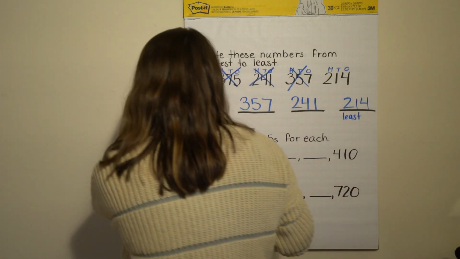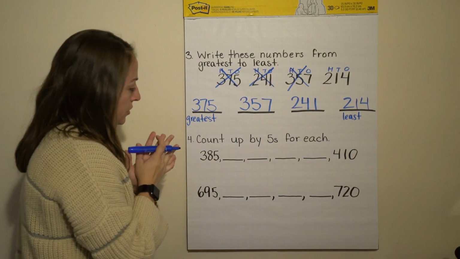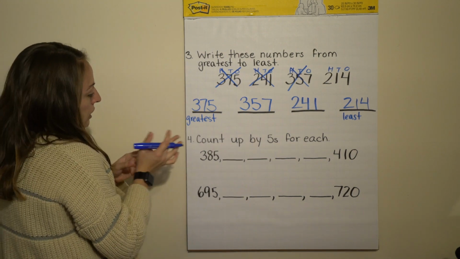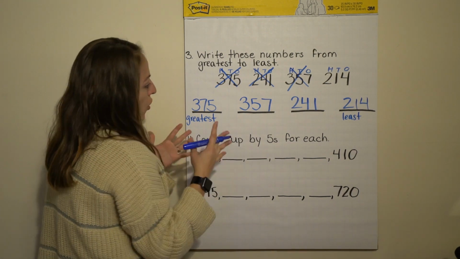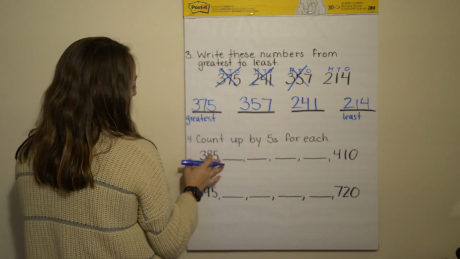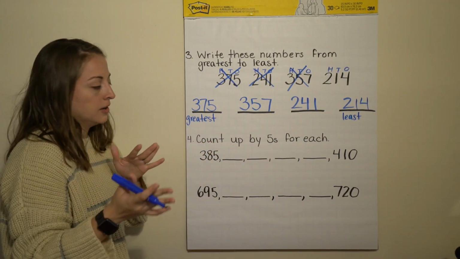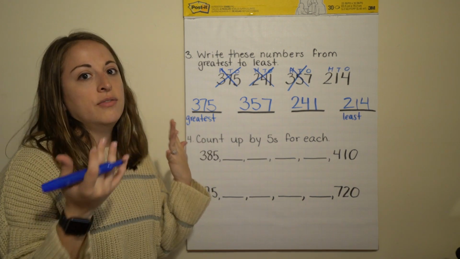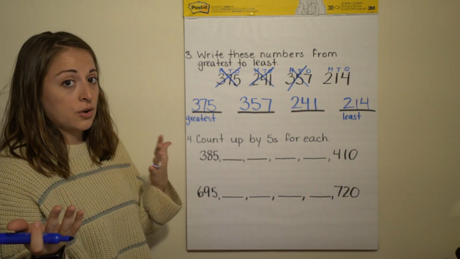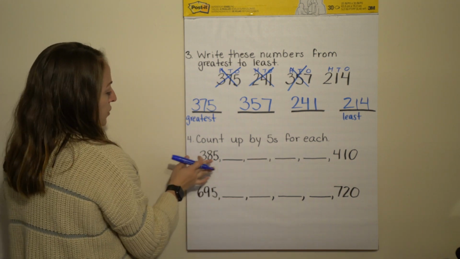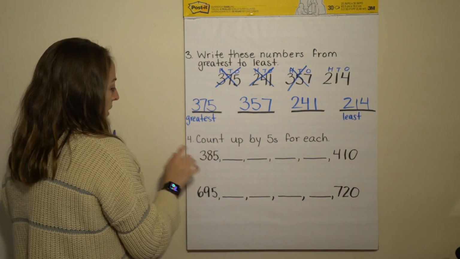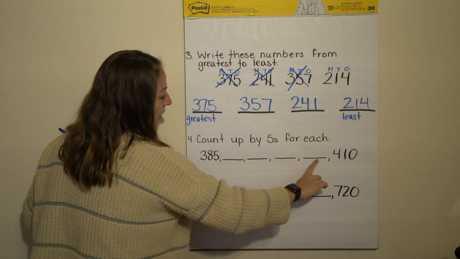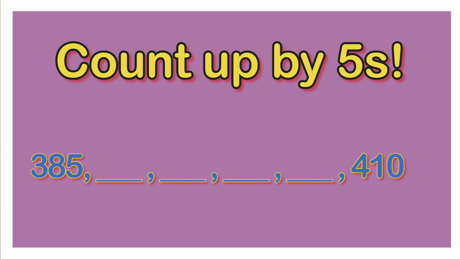Okay, so it says count up by fives for each. So when we're counting by fives, looking at the ones place, we know that we always see the pattern 5, 0, 5, 0, 5, 0. So just keep that in mind. And you're just counting by fives. This is something that we already know how to do. So don't let the hundreds place scare you. So what I want you to do right now is just this first part. And then we'll go over it together when you're done.